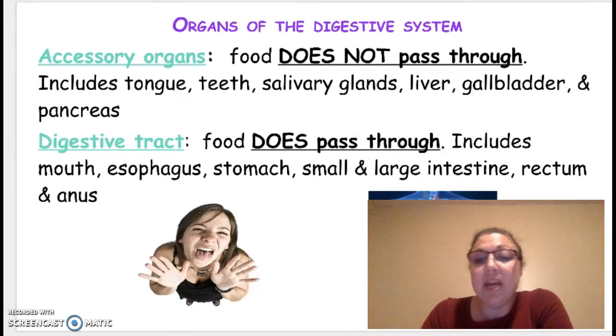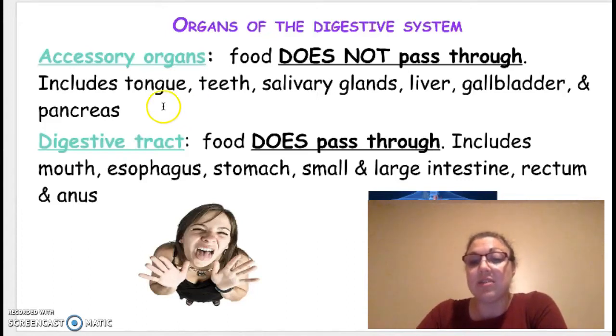There are kind of two main parts of the digestive system. There is the accessory organs. The food does not pass through these. They are the tongue, teeth, salivary glands, which is where your spit comes from, liver, gallbladder, and pancreas. These liver, gallbladder, pancreas all carry chemicals that help break food down, but they aren't something where the food actually passes through. Then you have the digestive tract, which is where the food does pass through. This includes the mouth, esophagus, stomach, small intestine, large intestine, rectum, and anus.